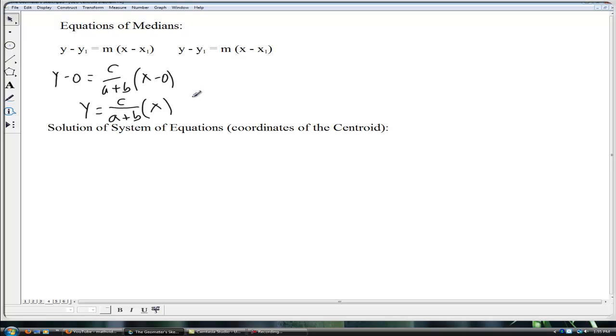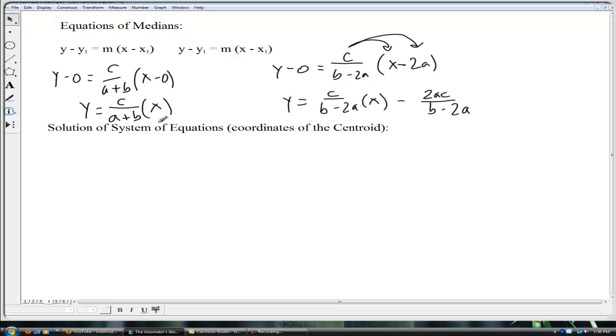For the other median, which was tan colored, I'm going to use the point on the x-axis for my x1, y1, and the slope which we already solved for. So let's sub in c over b minus 2a for the slope, and x minus 2a. That was the x value of the point on the x-axis. And when I simplify, I get y equals, now the solution.